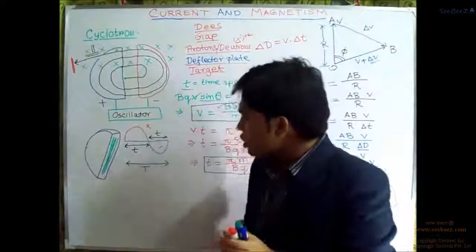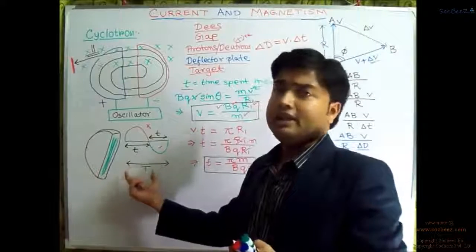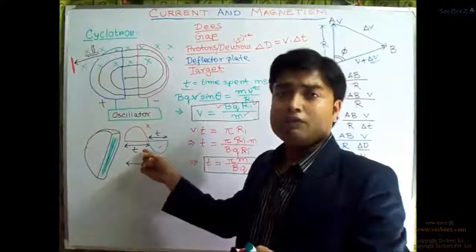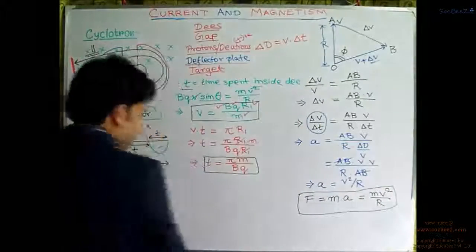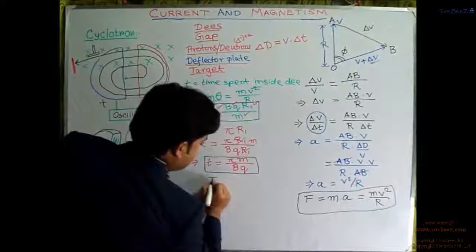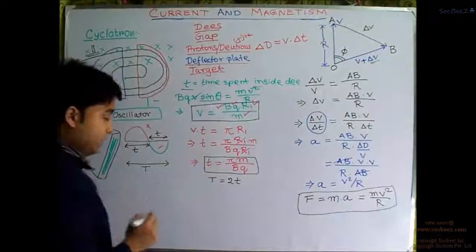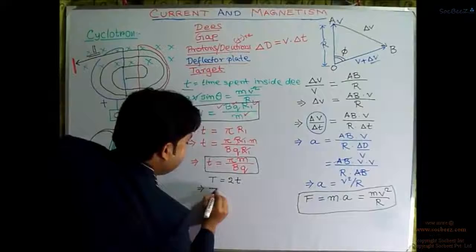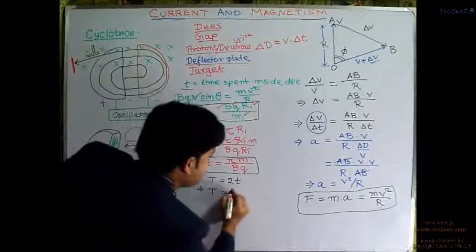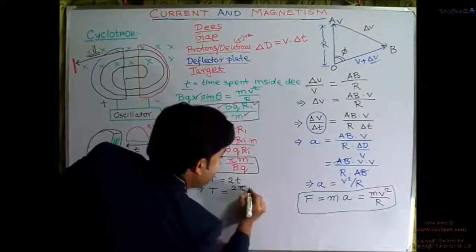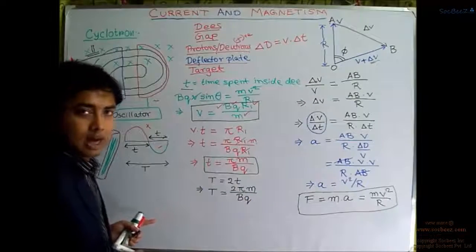Right? So from this we can observe that capital T is equal to twice the small t. So we can say over here that T is equal to 2 times small t, which indicates that T, the time period of this oscillator wave, is equal to 2 pi m divided by BQ, right?